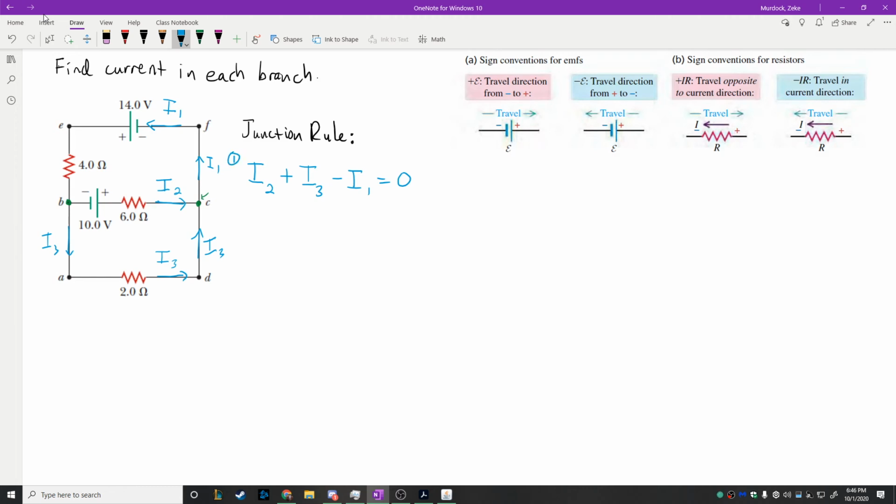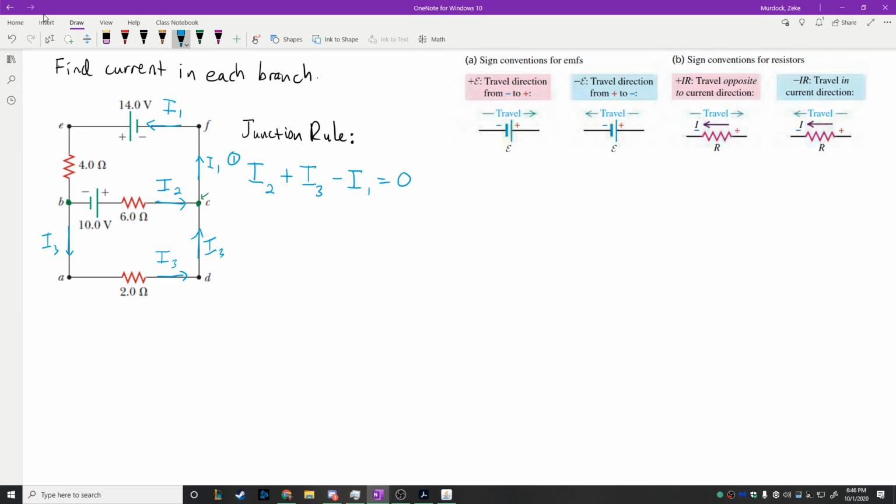I have 3 unknowns, so y'all tell me, how many equations do I need now? How many more equations do I need, or how many total equations do I need? 3. Yeah, exactly. 3 unknowns, you need 3 equations. So the other unknowns will come from the loop rule then.